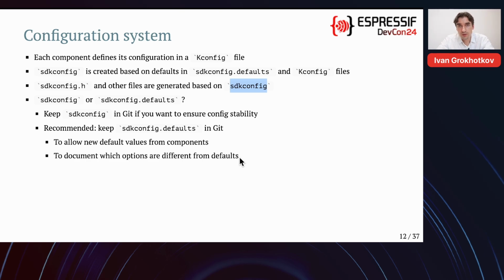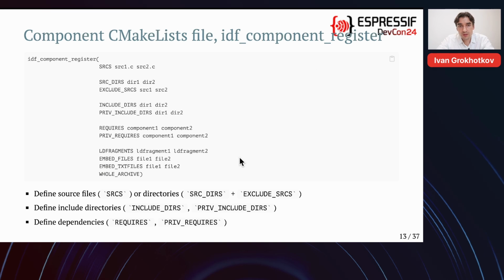Now, this was the brief introduction to the configuration system. Let's move back to our project, and it's time to take a look at the component CMakeLists file. Inside the component CMakeLists file, we see the idf_component_register function, which in our example only added one source file and one include directory.